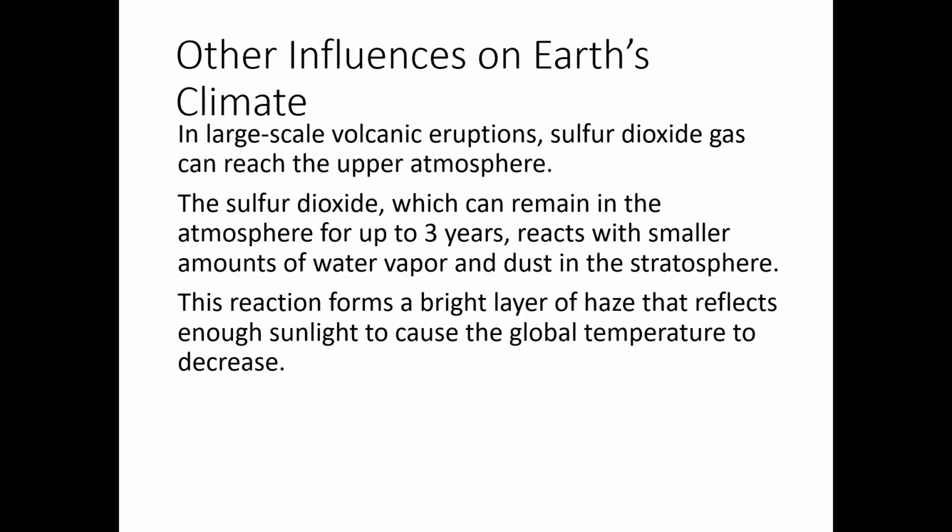And then a volcanic eruption is going to release a lot of sulfur dioxide. This sulfur dioxide, which can remain for about 3 years, is going to react with some water vapor and dust in the stratosphere, the upper part of the atmosphere, and that's going to form a haze. This haze is going to block out the sunlight, or rather, it's going to reflect the sunlight, and it's going to cause global temperature to decrease. Basically, the haze blocks the sunlight from getting to the Earth, which is going to decrease the global temperature.